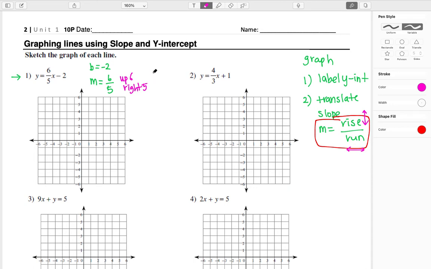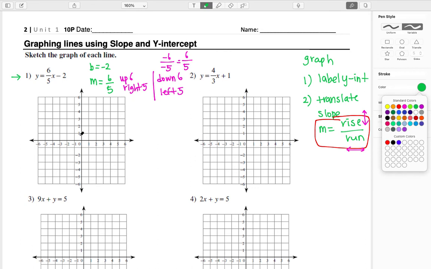Or another way to do this, do the total opposite. Opposite of up is down 6, and opposite of right is left 5. Because -6 over -5 also gives you 6 over 5, because a double negative gives you positive.